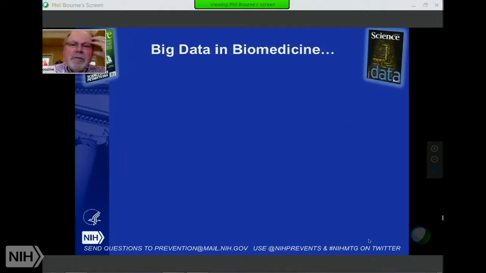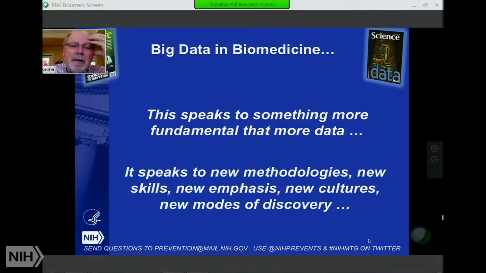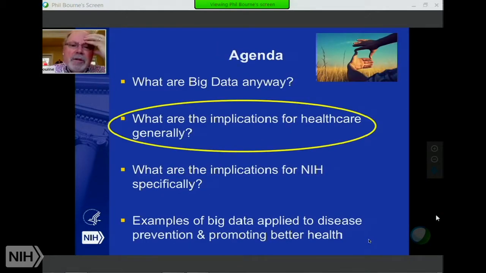So that leads us to the general notion that big data in biomedicine is speaking to something more fundamental than just more data. It's speaking to the need for new methodologies, new skills, new emphasis, new cultures, most difficult of all, and new modes of discovery. And I'll give you some examples of the kinds of things that are happening, which I think are relevant to your community. So what are the implications of this kind of change, given this data growth at NIH?